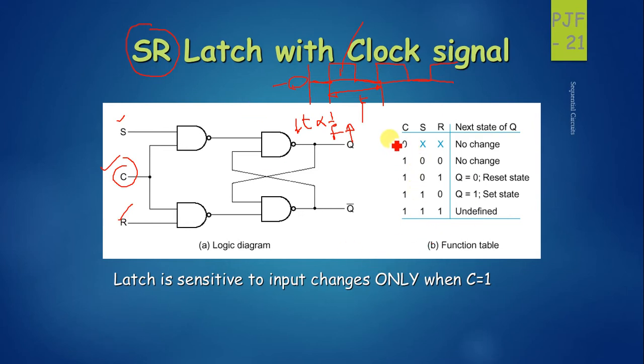So when the clock is 0, look at this functional table. When the clock is 0, S and R are unknown states. The whole circuit will not execute. There won't be any change in the state of Q. When the clock is 1, then only you have to consider starting from 0, 0, right? If the clock is not there, there won't be any output. The clock forms one important factor, or enabler, for this particular circuit, right?